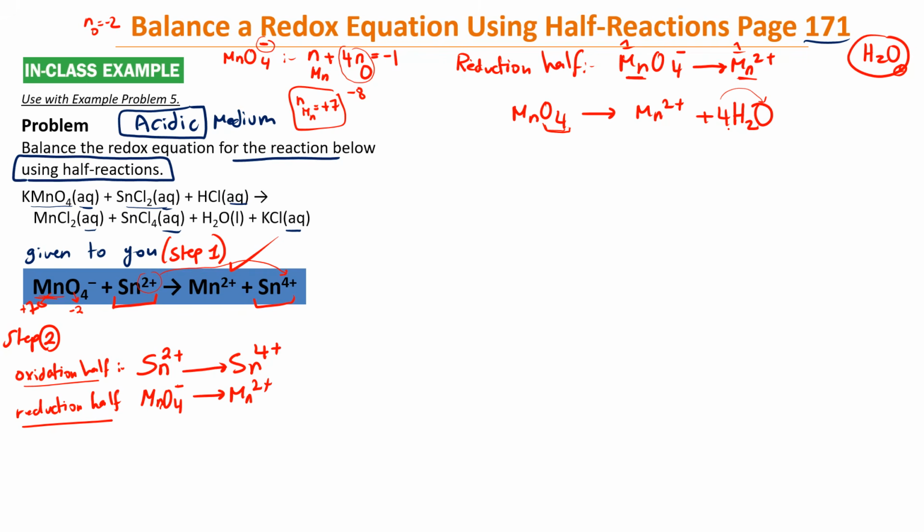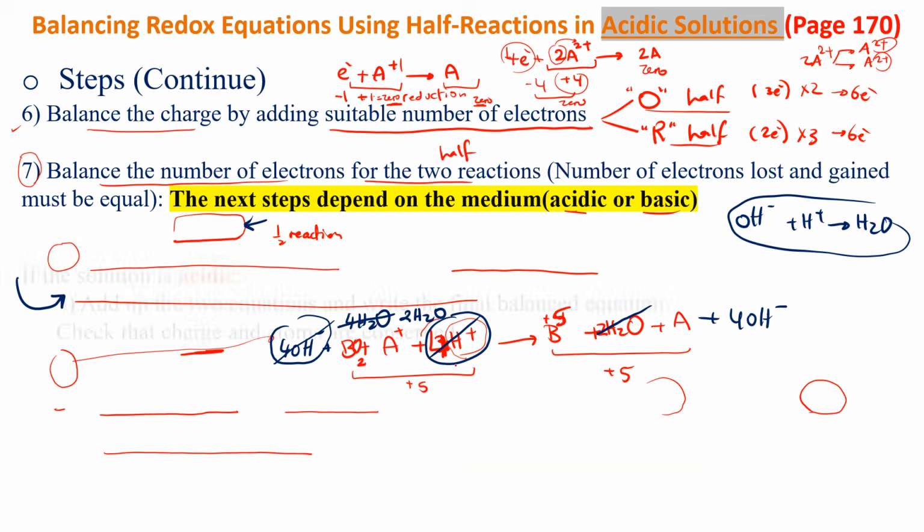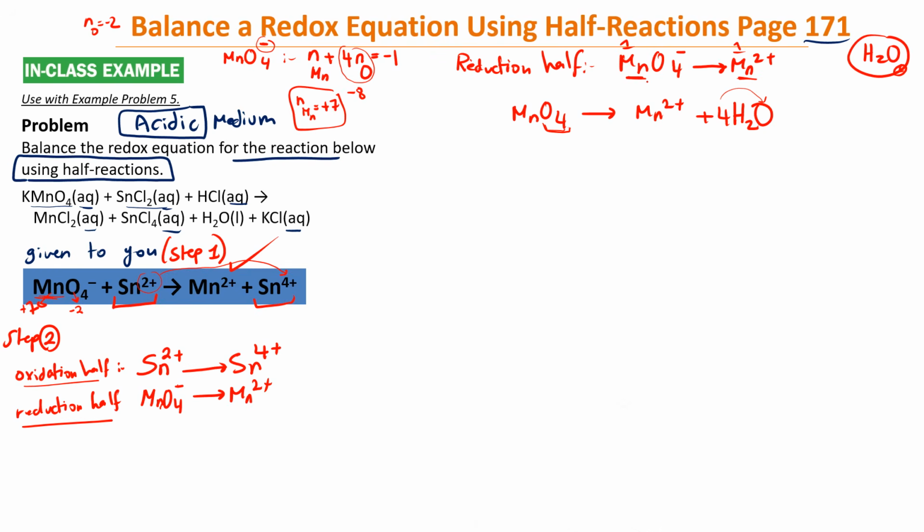Now I have something new. Let's go back. We balanced oxygen with water. Now balance hydrogen by adding H+. At the beginning, you didn't have hydrogen. Look here, you didn't have hydrogen. But when you added water, now you have hydrogen. How many hydrogens do you have? 4 times 2, 8. How do we balance hydrogen? We balance hydrogen by adding H+. So I come here, I add how many hydrogens? 8H+.